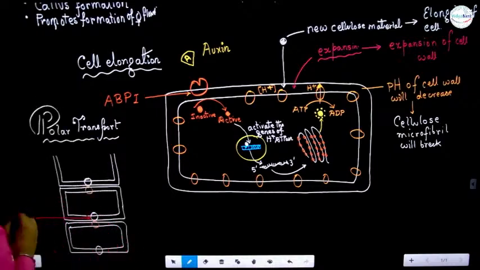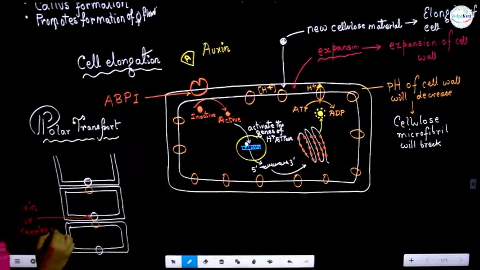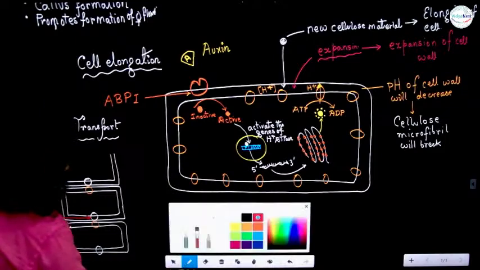This is called auxin efflux carrier, or this is also known as the PIN protein.